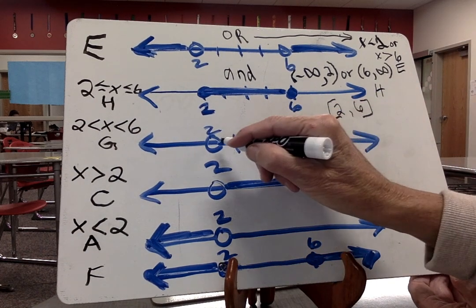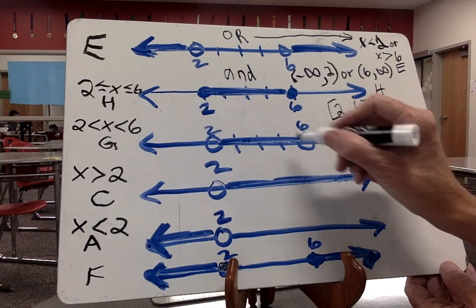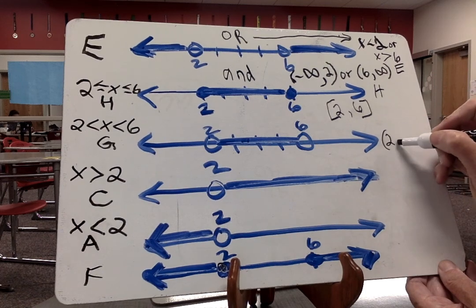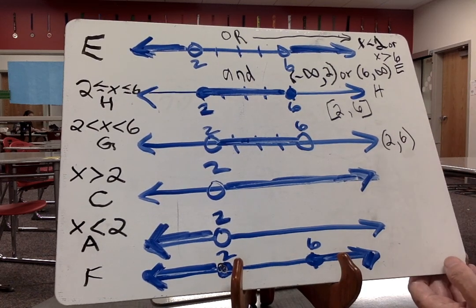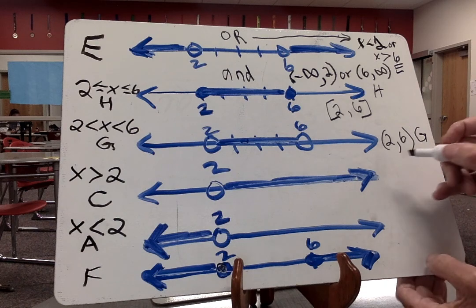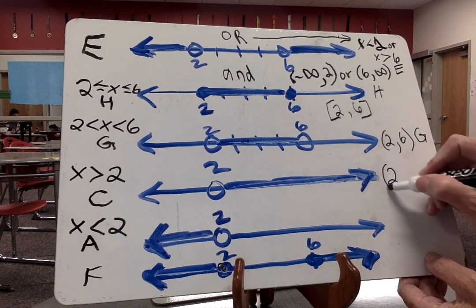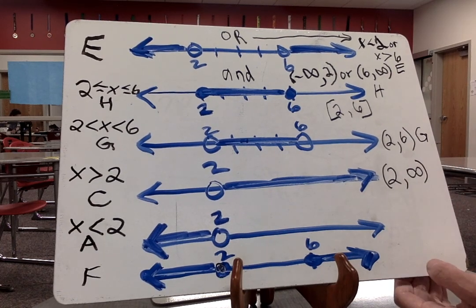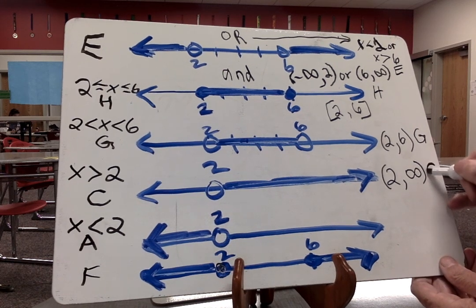Okay, next one is between 2 and 6, but it is not included. See how it's not colored in? So that'll be a 2 parentheses 6. So find that over to the right hand side, and we see that that one is going to be G. Next one, X is greater than 2. So 2 is not included, so it's a parenthesis, and it goes on to positive infinity, and infinity always has the parenthesis. So wherever you find that, you can go ahead and put C in that.